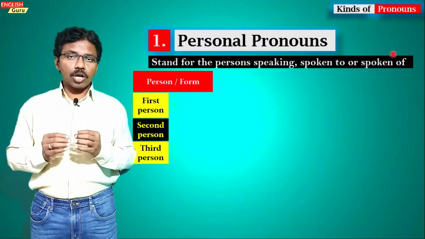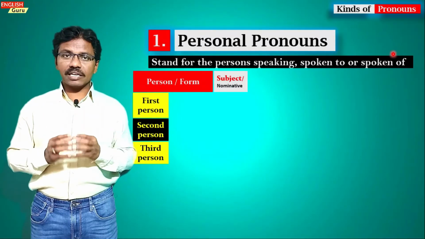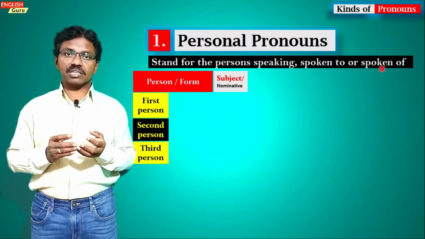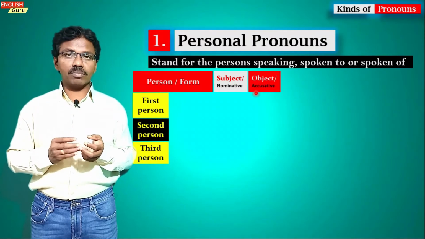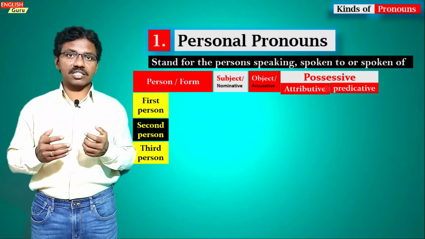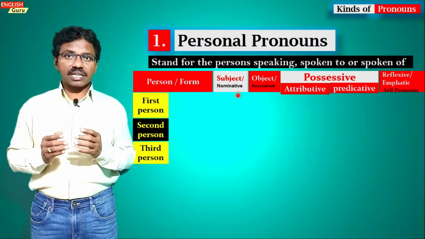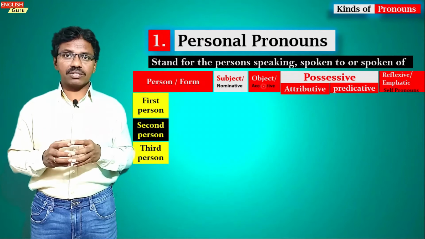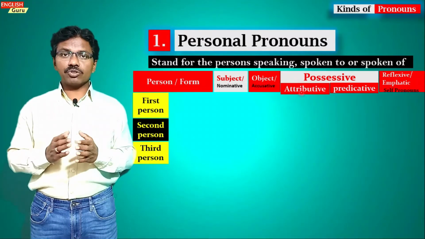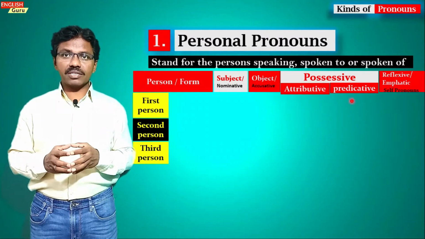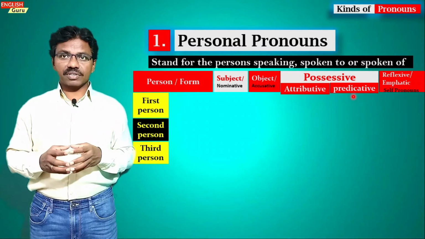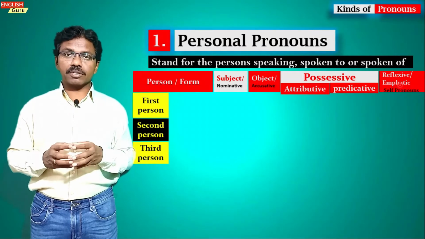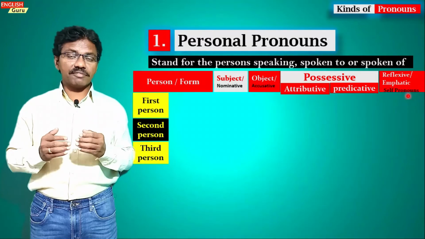Not only that, but we also have to understand that every personal pronoun will have a subject form, object form, possessive form, and reflexive form. Subjective form is nothing but nominative case, and objective form is nothing but accusative case. Possessive forms will have 2 cases. One is attributive case and the second one is predicative case. Reflexive and emphatic pronouns are also called self pronouns.